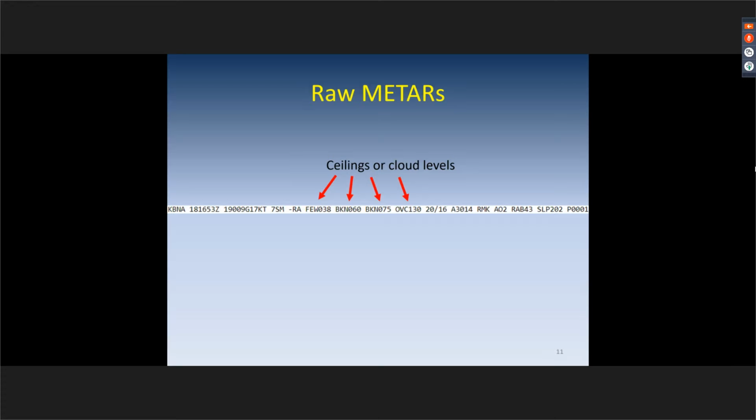So for that first grouping, that first level, there's just a few clouds at 3,800 feet. Then the next level up would be a broken deck at 6,000 feet. All the way over to the OVC, or overcast. And if you put 00 at the end of that one, that's an overcast deck at 13,000 feet. So that's how those are read.